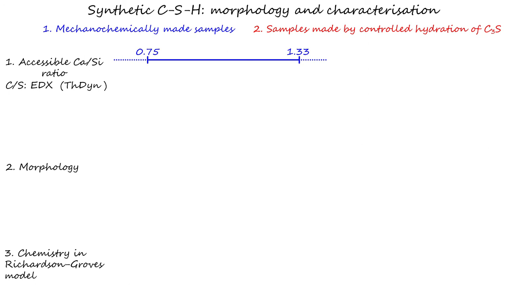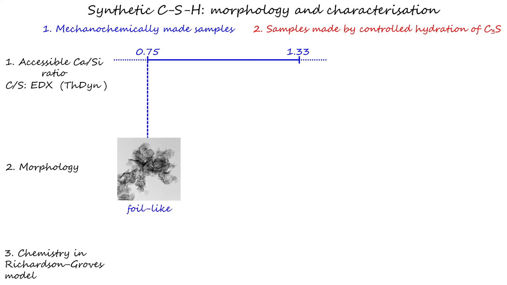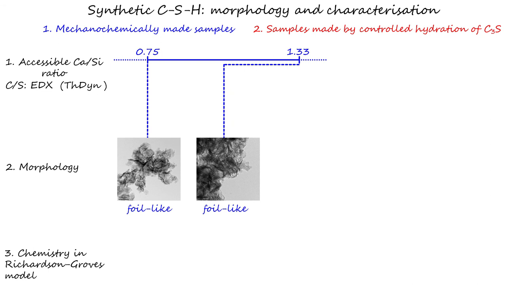As can be seen on the micrograph, the resultant product for calcium to silicon ratio equals 0.75 has a foil-like morphology. Note the thin foils at the edge of the cluster. This is the same within the whole investigated range of calcium to silicon ratios, as can be seen for the top end at 1.33, which is also foil-like. If the Richardson-Groves model is applied, the chemical composition can be described solely by modified tobermorite-like units.